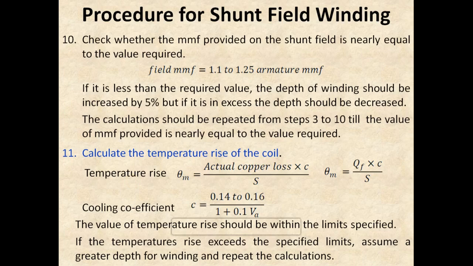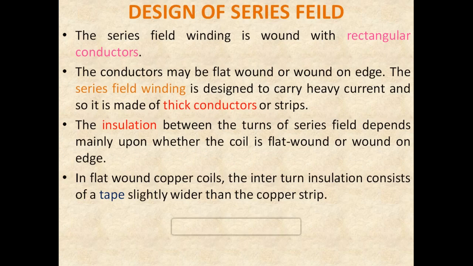If it's not, it means you have to increase the depth of the field coil, that is the assumed depth of the field coil, and repeat all these steps further. The steps followed for the design of series field winding are the same as those followed for the shunt field winding. The series field winding will be used both in the case of a series machine as well as a compound machine.